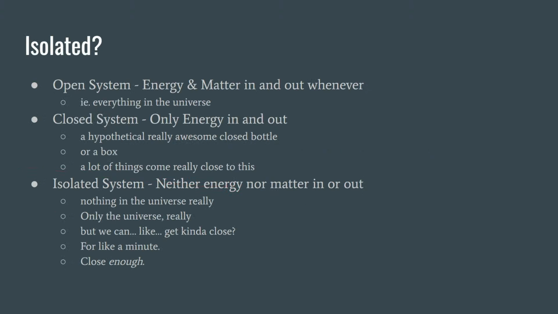Okay. So, as I mentioned last time, we can talk about systems being open, closed, or isolated. In an open system, energy and matter can move in or out, not a problem. And this thus applies to everything in the universe. In a closed system, matter cannot move, but energy can go in or out. So, hypothetically, just a really awesome closed bottle or a box. A lot of things come really close to a closed system. In an isolated system, neither energy nor matter can get in or out, and really nothing actually does this.